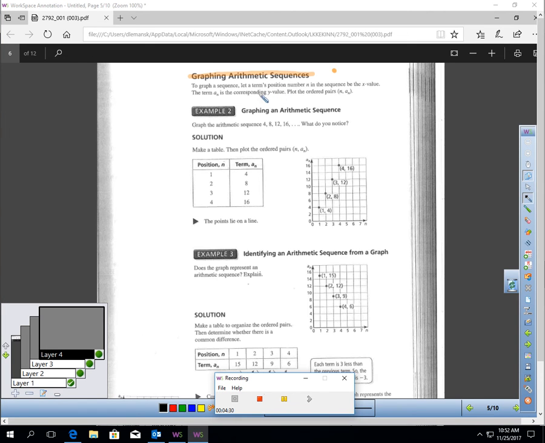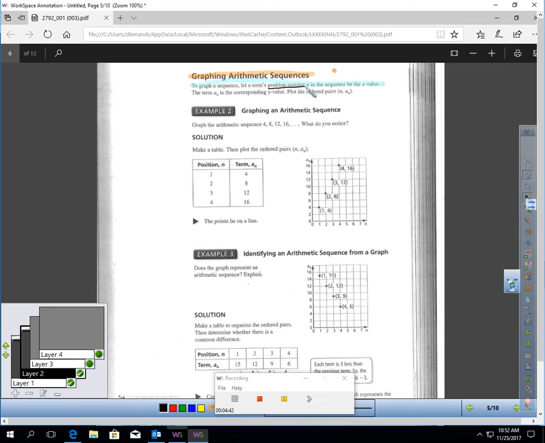Another I can for this lesson is graphing an arithmetic sequence, and that's easy to do. To graph a sequence, let the term's position, okay, we talked about position earlier, the position number is the x value.